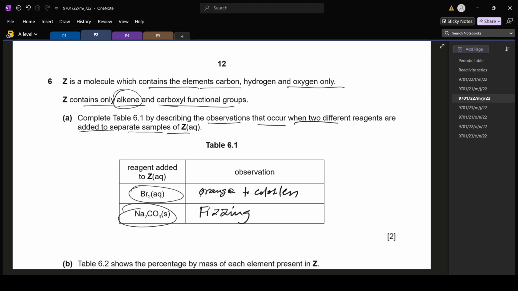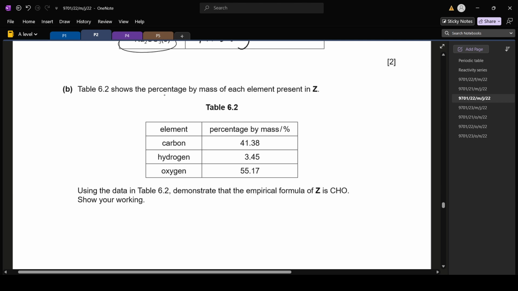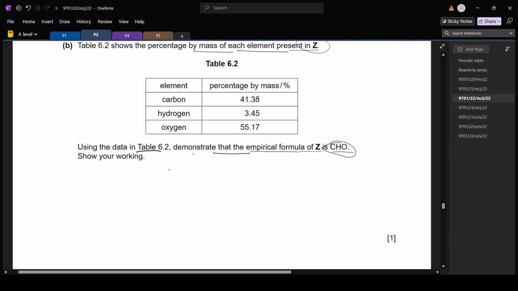Okay, moving towards next part B. Table 6.2 shows the percentage by mass of each element present in Z. Use data in table 6.2 to demonstrate that the empirical formula of Z is CHO. So for carbon, hydrogen, and oxygen, 41.38 percent, then 3.45, then 55.1.